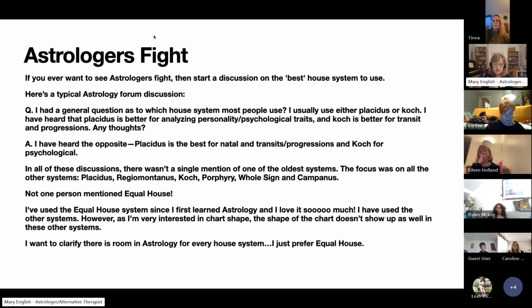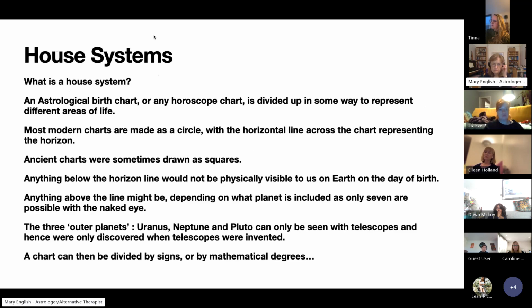Anyway, in all these discussions, there wasn't a single mention of one of the older systems. The focus was on all the other systems: Placidus, Regiomontanus, Koch, Porphyry, Whole Sign and Campanus. Not one person mentioned equal house. So I've used the equal house system since I first learned astrology and I love it so much. I've used the other systems, however, I'm very interested in chart shape. The shape of the chart doesn't show up as well in these other systems. But I just want to clarify that there's room in astrology for every house system. I just prefer equal house.